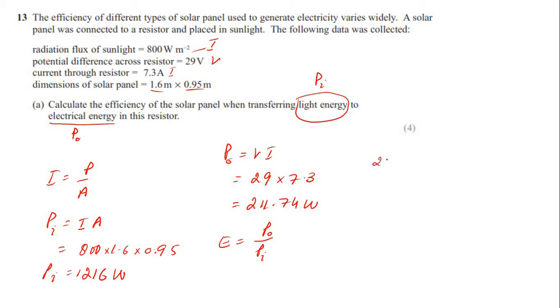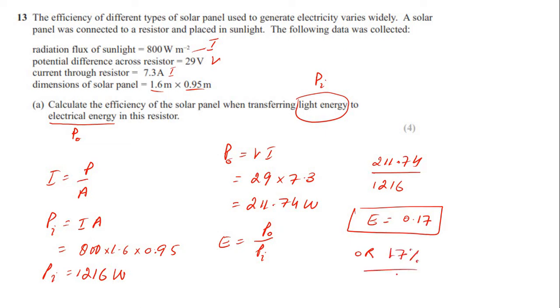Then 211.74 divided by 1216, yes, 1216. So your answer for E, efficiency, would be equal to 0.17. This is your efficiency, or multiply by 100, you can say 17% is your efficiency.